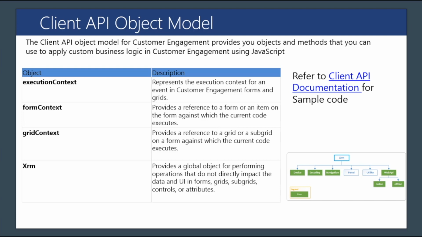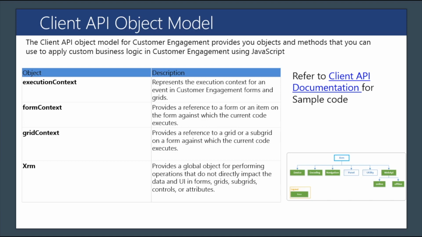It gives you the ability to interact with those controls, whether it's checking the value that's in a particular field, or maybe making something visible or not visible, or making it enabled or disabled. Those types of things you have the ability to do through the form context. Within the grid context, you have the ability to interact with a grid or a subgrid on a form and control specific actions on the grid.